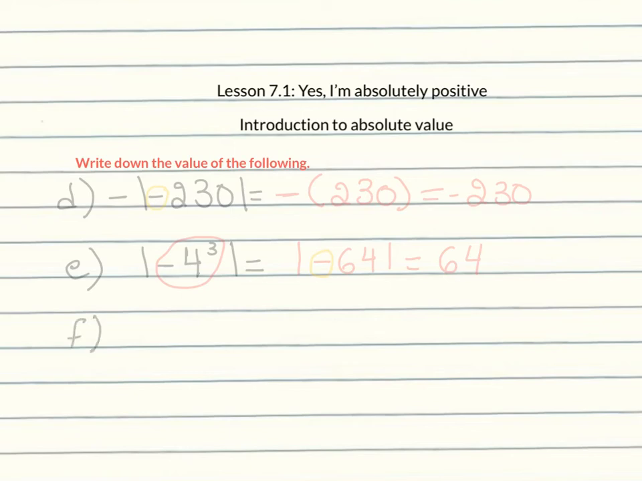Part F, write down the value of absolute value of negative 3 all to the power of 3. As we agreed, step number 1 is solving the exponent. So we keep the absolute value for now. Negative 3 to the power of 3 is negative 27. Step number 2 is removing the absolute value. First, we make sure that the negative sign should not stay. Then the final answer would be 27.